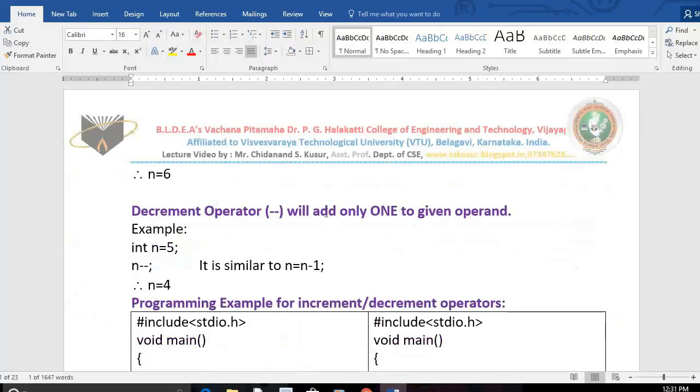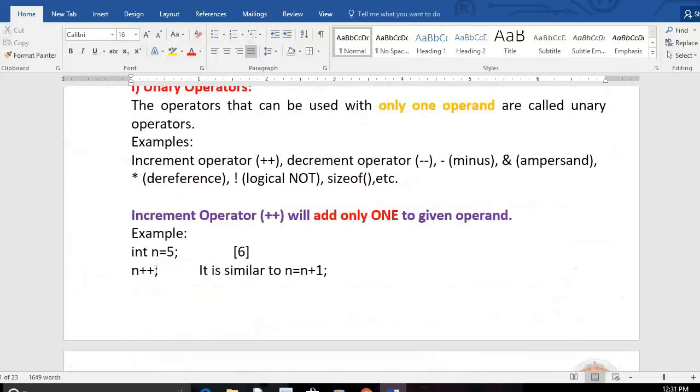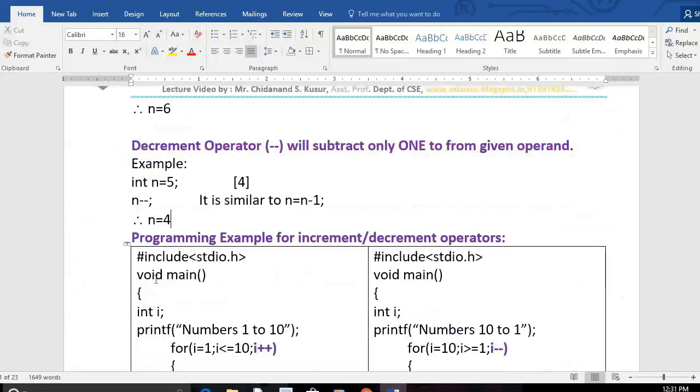Decrement operator will subtract only one from the given operand. Int n equals 5. What is the value of n? The value of n is 5. N minus minus means n equals n minus 1. From the previous value, 1 will be deducted. That means it becomes 4. Therefore n equals 4. These are all unary operators: n plus plus, n minus minus.